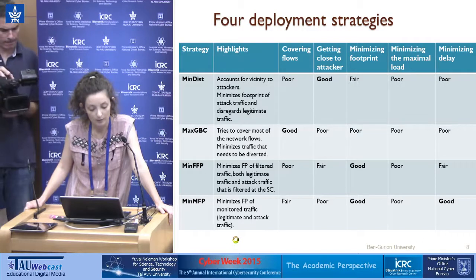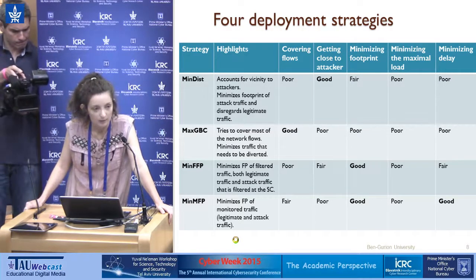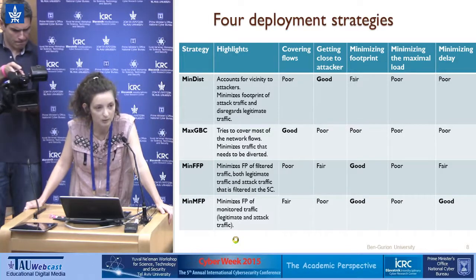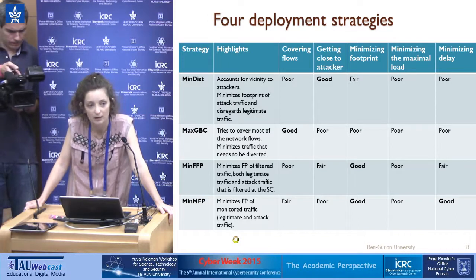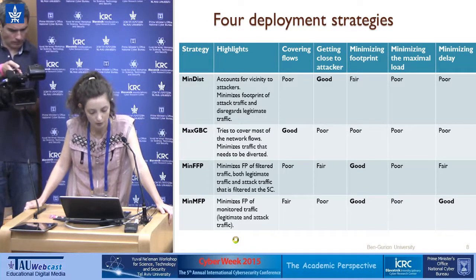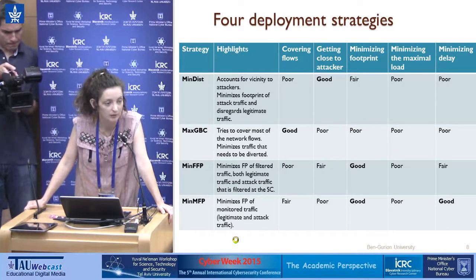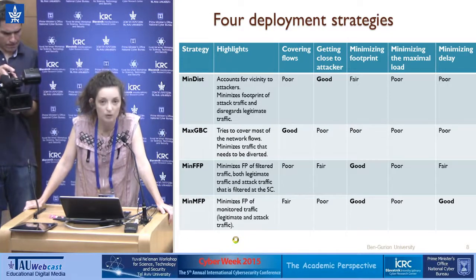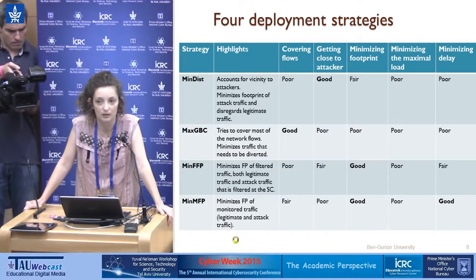We investigated four deployment strategies. MinDist tries to locate the scrubbing centers as close as possible to significant attack sources. Thus, we minimize the footprint of malicious traffic. MaxGBC tries to locate the scrubbing centers in a way that most of the traffic flows will pass through the scrubbing centers without diversion.